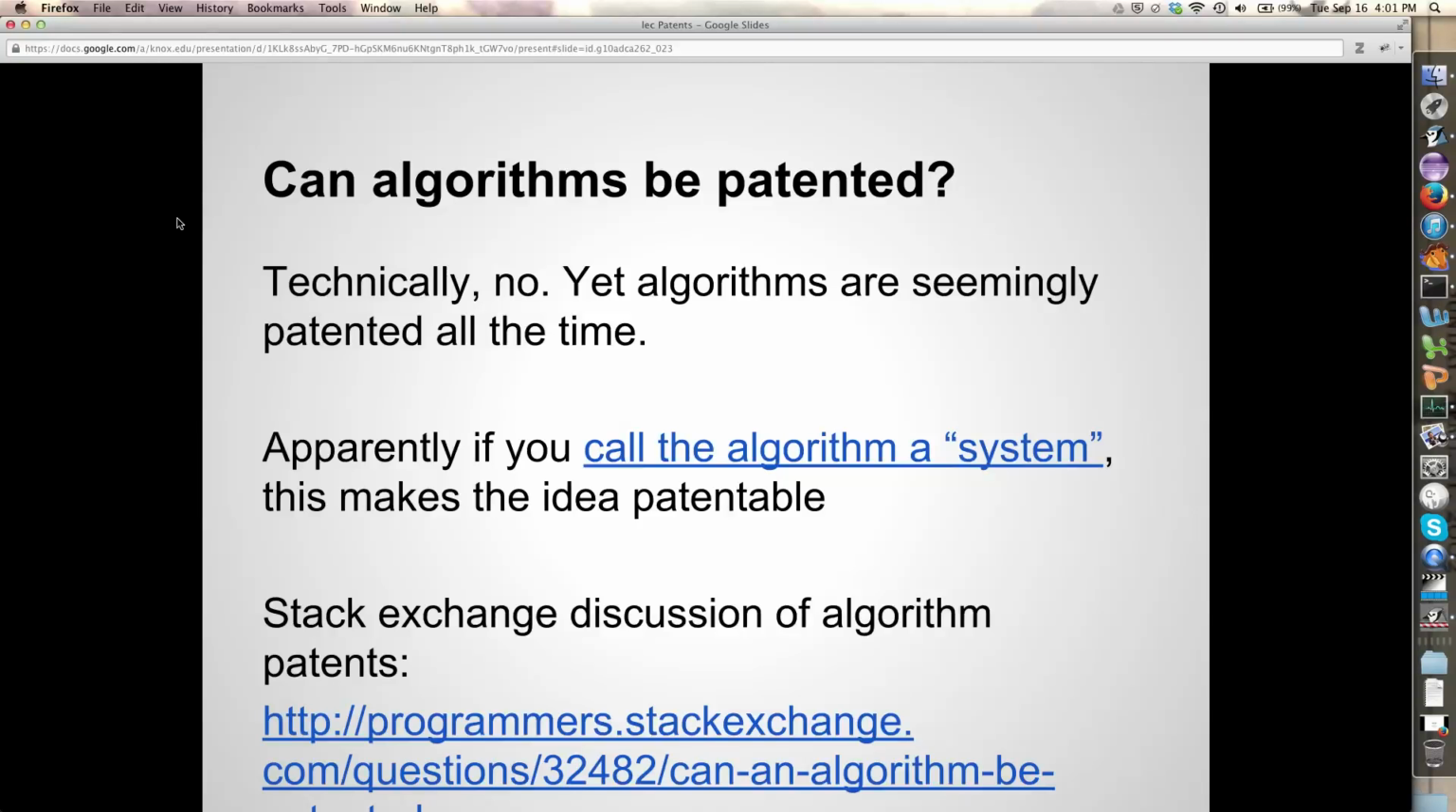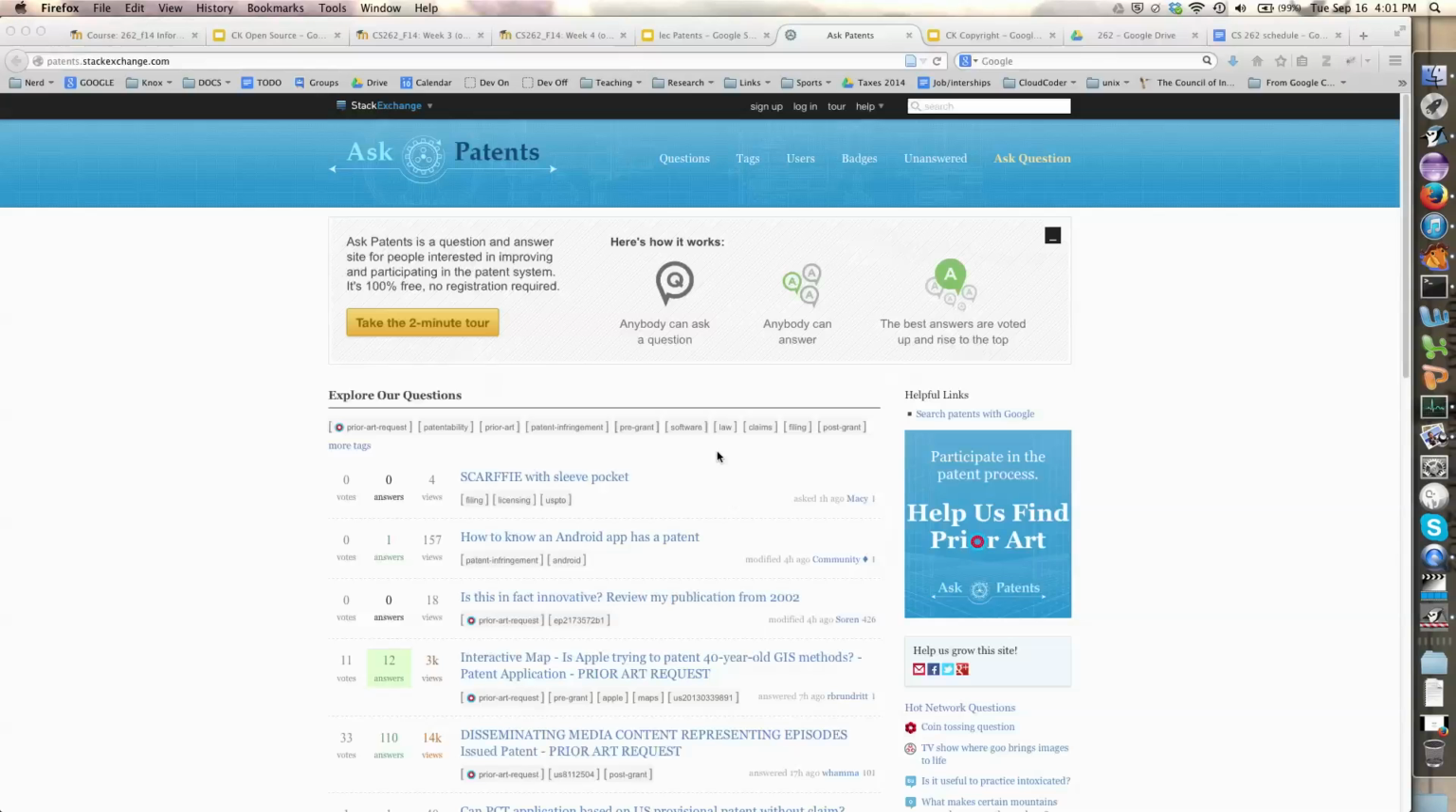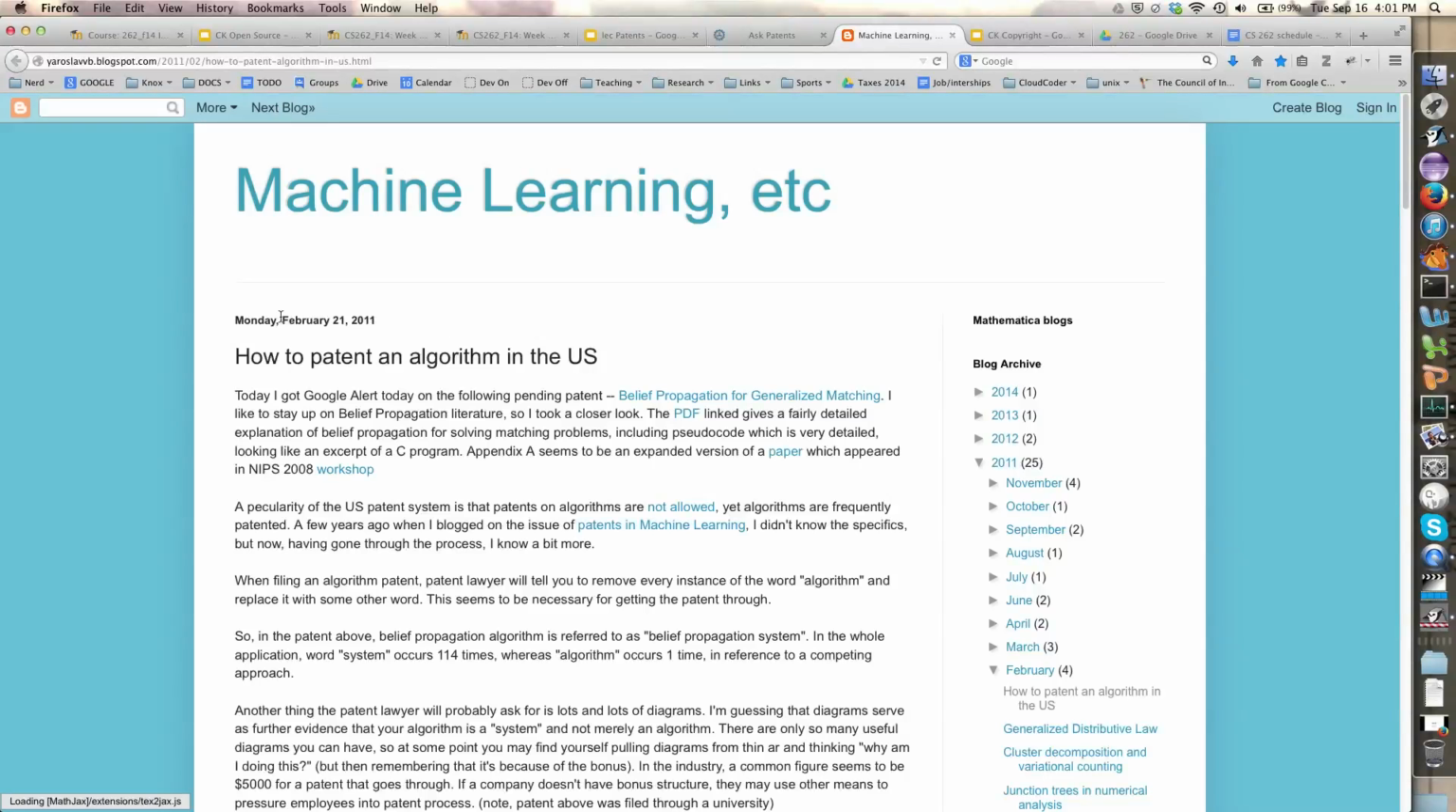They get very excited when you patent something, and you ask them, is this an algorithm patent? You'll get these really interesting stories. So here's a really cool blog post. God, I hope this link is still live. Here we go. So this is from 2011, so it's several years old.